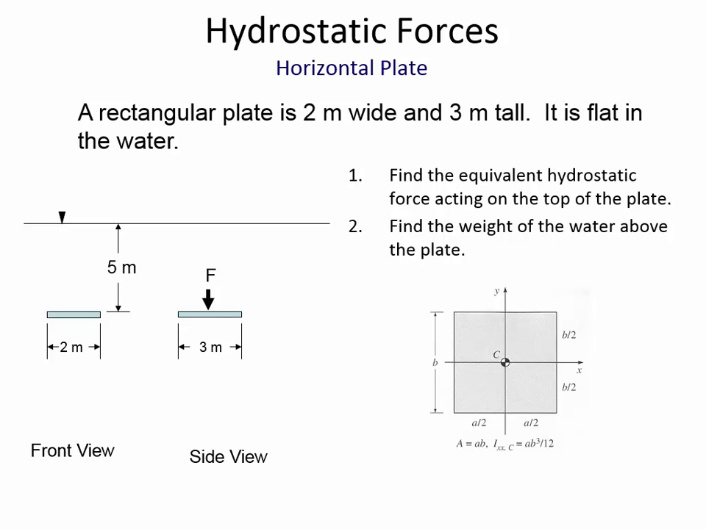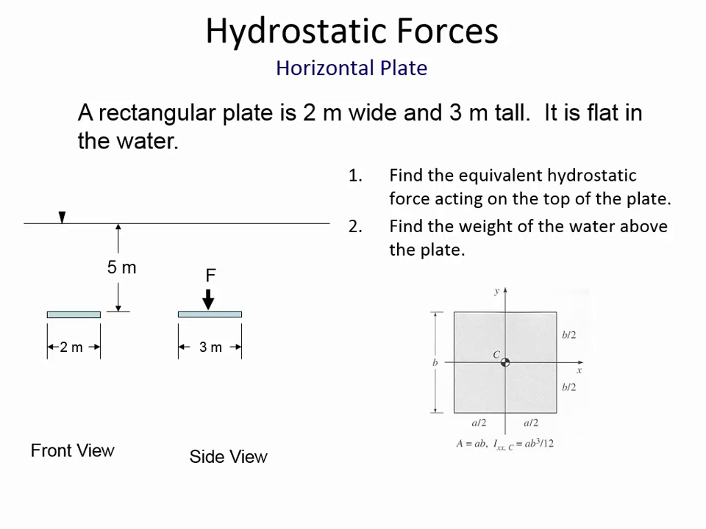We can calculate that by first finding the depth of the centroid. Delta H is going to be 5 meters. The centroid, the center of area, is submerged 5 meters down from the water surface. Second, if we want to know the magnitude of the hydrostatic force, it'll be the pressure at the centroid, P bar, times the area, and the pressure at the centroid is delta H times gamma. So we'll multiply delta H times gamma times the area. It's a 5 meter depth, the unit weight is 9810 newtons per meter cubed, and the area of this plate is 6 square meters. So the magnitude of the force is 294,300 newtons. That's the force that's pushing down from above on that plate.